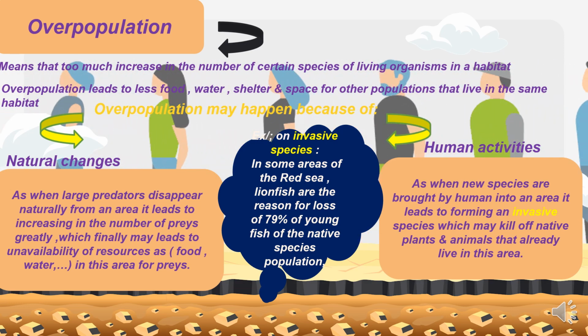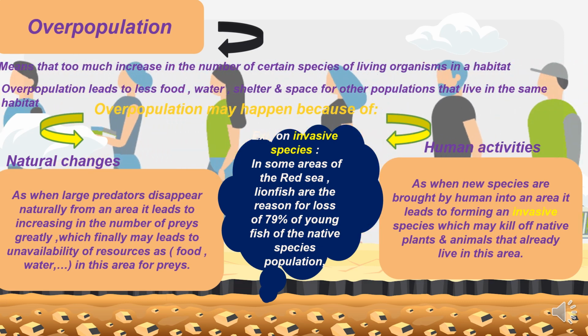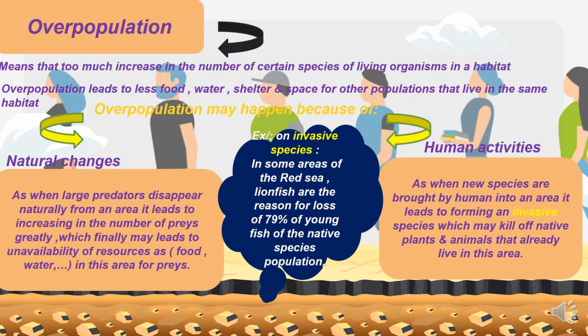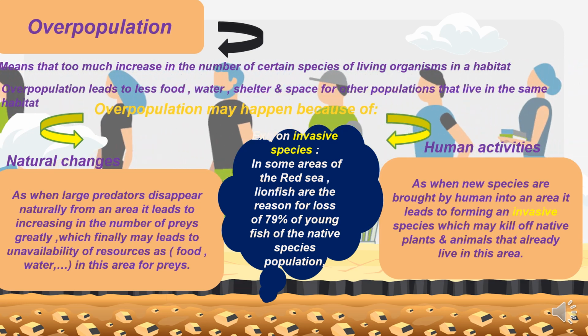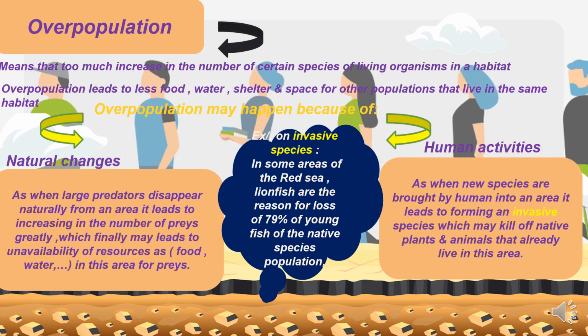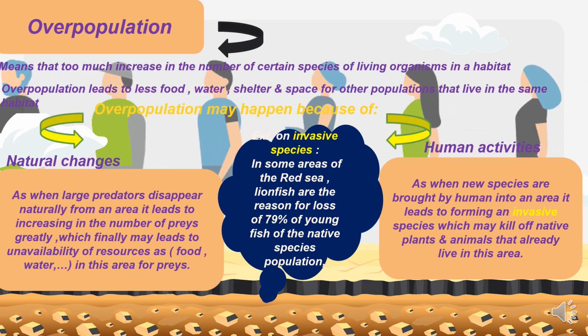We have a very important example of an invasive species, which is found in the area of the Red Sea. It's called the lionfish, which is the reason for the loss, or the dying, of 79% of young fish of the native species population.